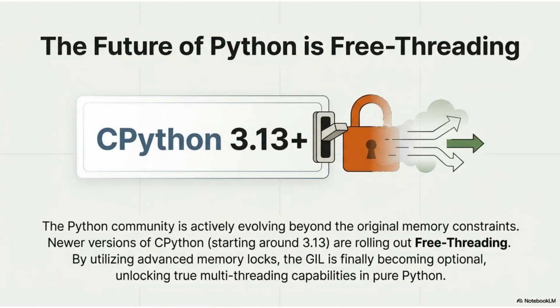The future of Python is free threading. Newer versions of CPython, starting around 3.13, are rolling out free threading. By utilizing advanced memory locks, the GIL is finally becoming optional, unlocking true multi-threading capabilities in pure Python.